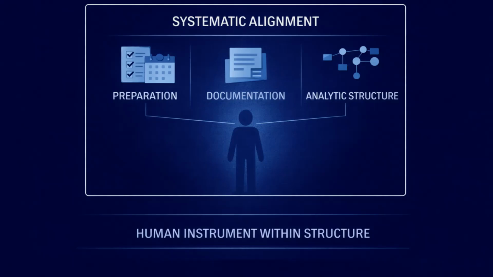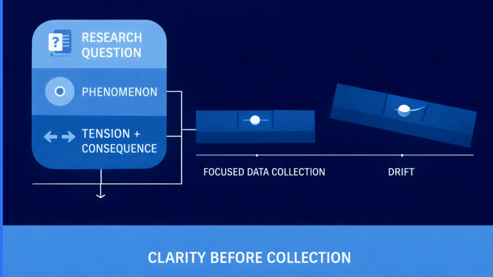An instrument in research is defined by being systematic and aligned to purpose. In qualitative work, that systematic alignment is enacted through preparation, documentation, and analytic structure. The human instrument operates within those structures rather than replacing them. Calibration begins before data collection. It includes familiarity with the research question, clarity about the phenomenon being examined, and awareness of the tension and consequence embedded in the problem. Without that clarity, data collection and analysis can drift.